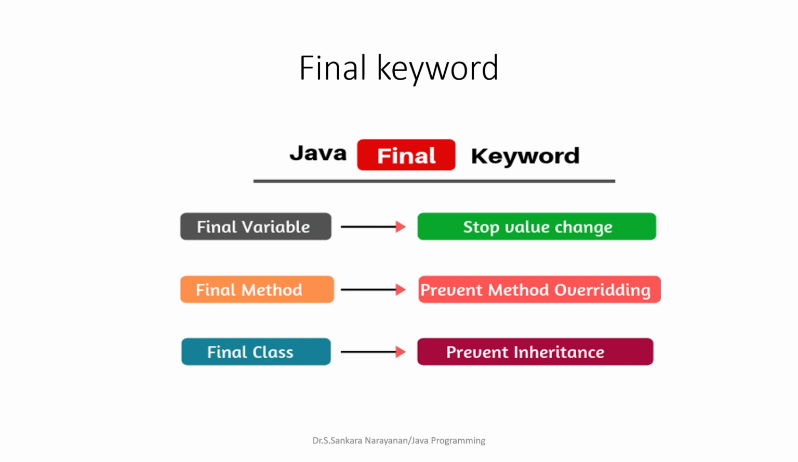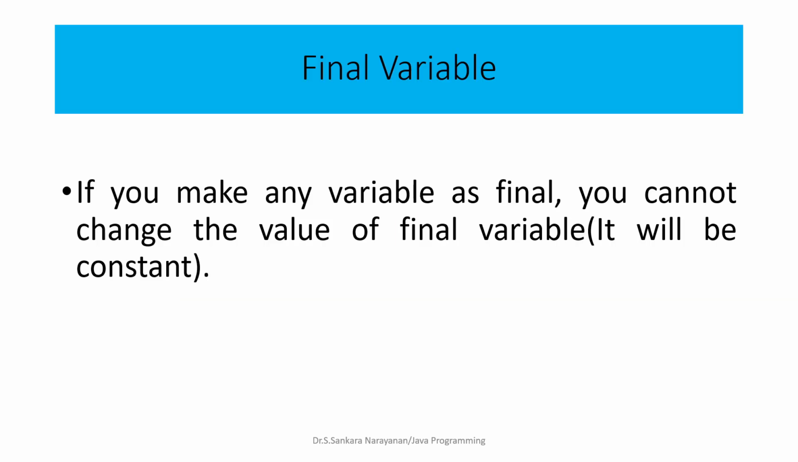Let me show each and every type with an example. First we will discuss the final variable. As I told, if any variable is preceded by the final keyword, then you cannot change the value of the final variable. So we will see the example.